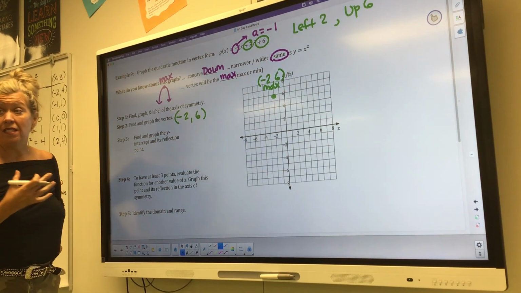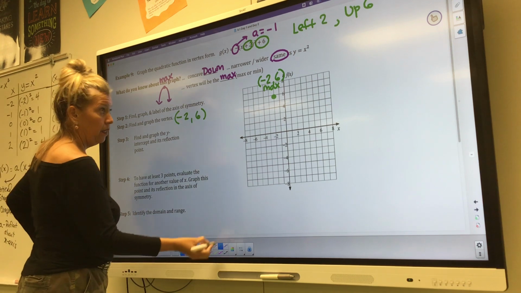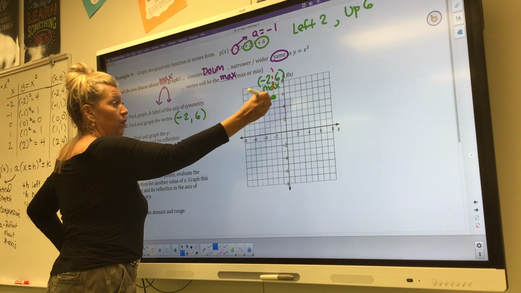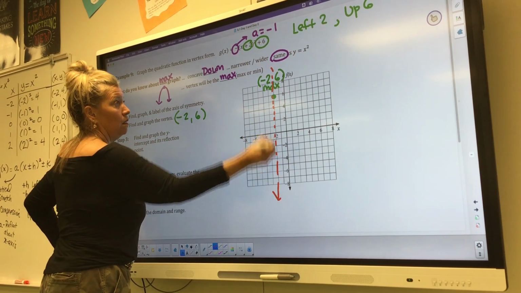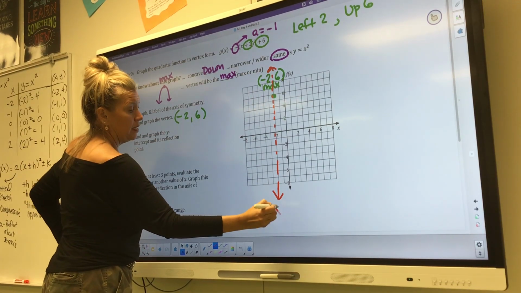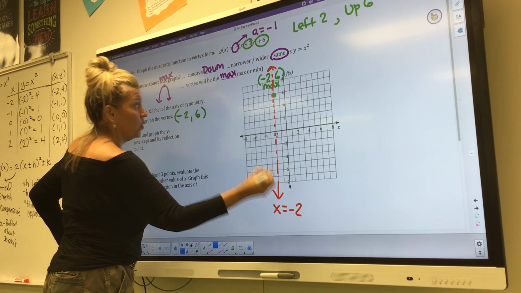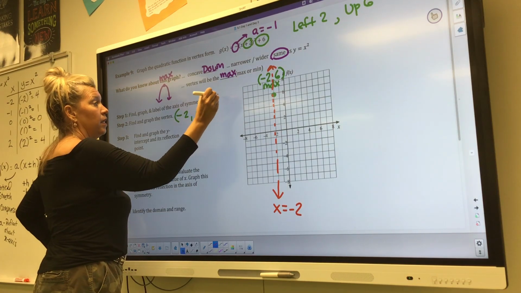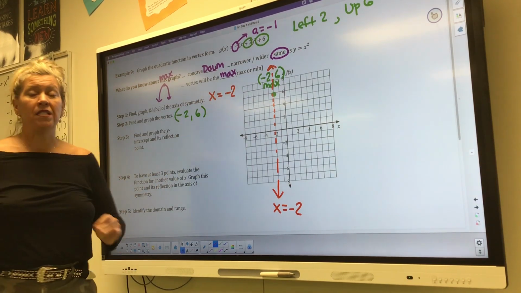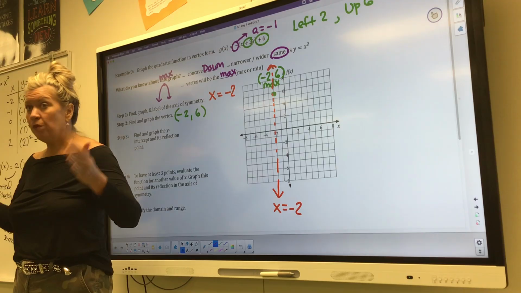The next thing is our line of symmetry. It runs right through the vertex. So what is that equation? That is x equals -2. X equals -2. So what happens on the right side and the left side will mirror each other.